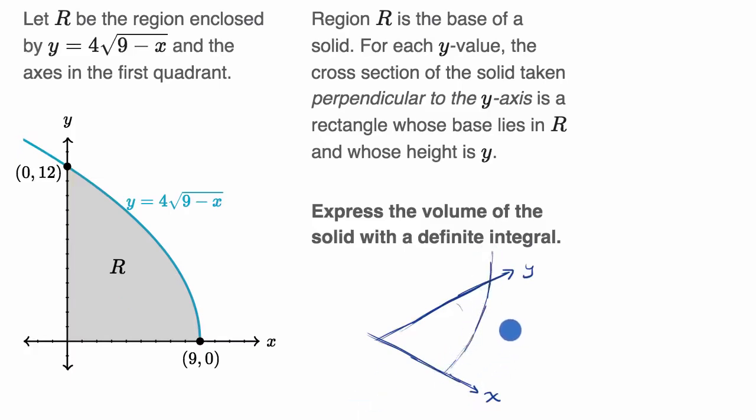And now let's just imagine a cross-section of our solid. So it says the cross-section of the solid taken perpendicular to the y-axis. So let's pick a y value right over here. We're going to go perpendicular to the y-axis. It says whose base lies in R. So the base would look like that. It would actually be the x value that corresponds to that particular y value. So I'll just write x right over here. And then the height is y. So the height is going to be whatever our y value is.